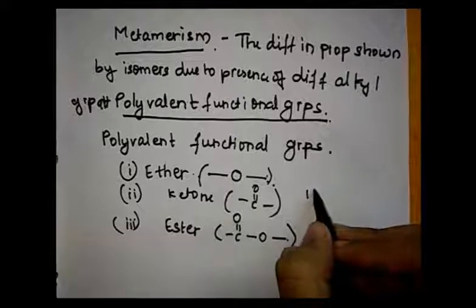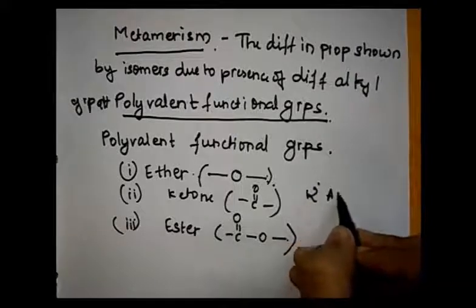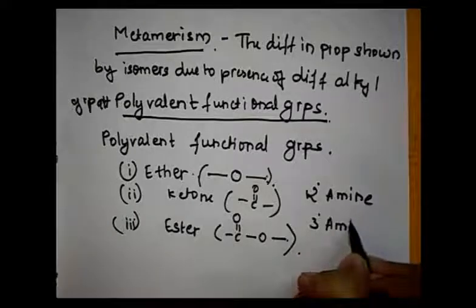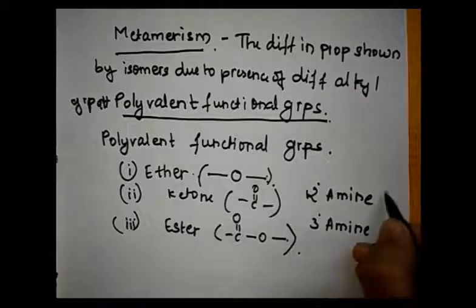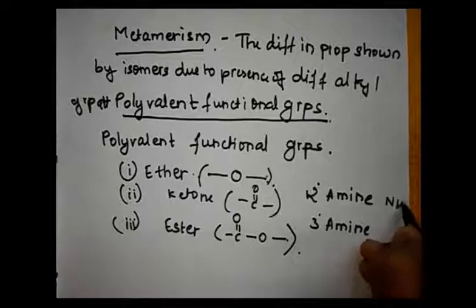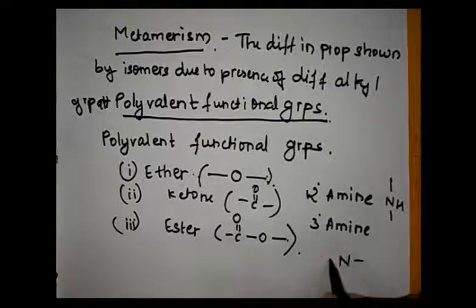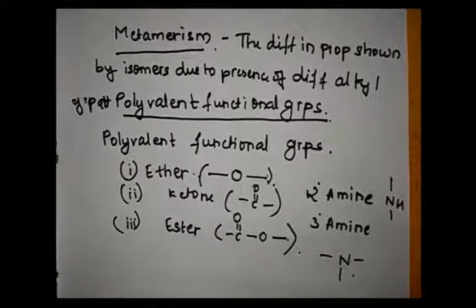then 2-degree amine and 3-degree amine. What is 2-degree amine? This one. So here it has 2 bonds, so polyvalent. 3-degree amine, 3 bonds, so polyvalent.